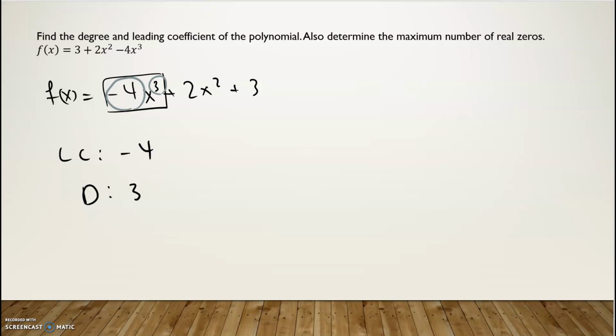And it says also determine the maximum numbers of real zeros. Well, it's whatever the degree is. So the max number of real zeros, that would be 3.